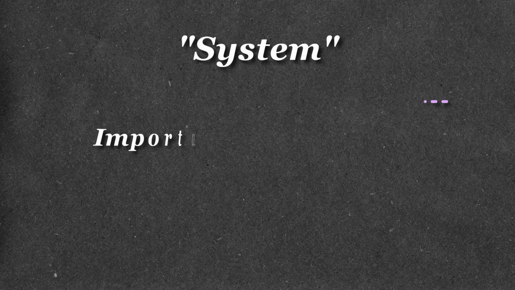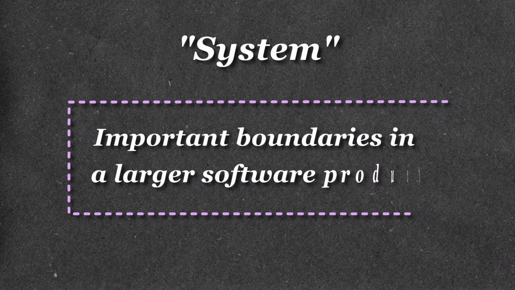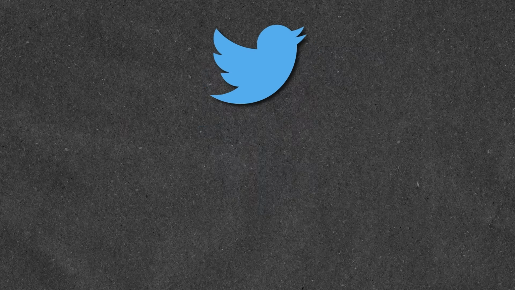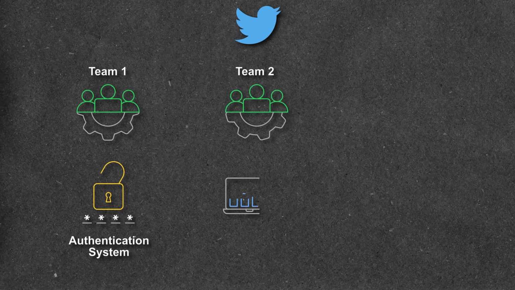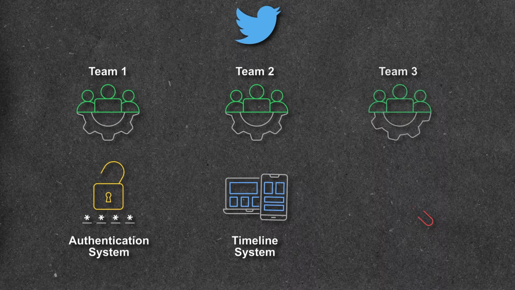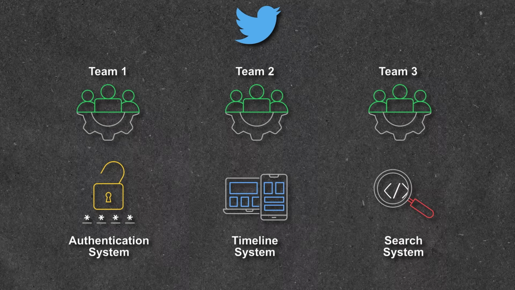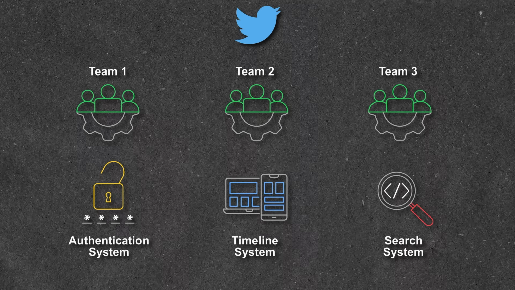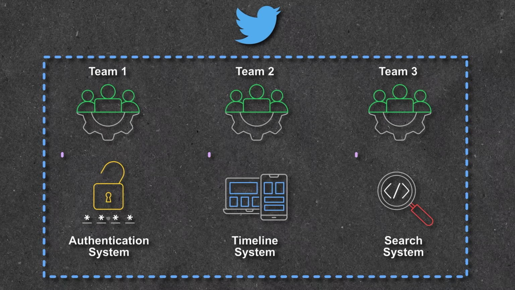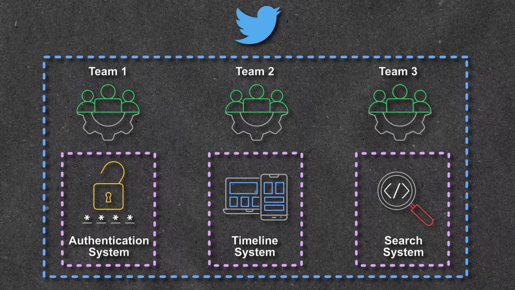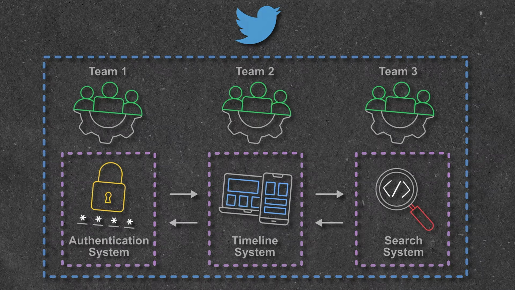With this in mind, throughout the rest of this video, we'll use the term system to describe important boundaries in a larger software product. For instance, in a product organization like Twitter, one team may own an authentication system, whereas another team may own a timeline system, and a third team may own a search system. In order to create a metric for the reliability of the entire product, we need to think about how operations are implemented within each system boundary and how various systems interact with each other.